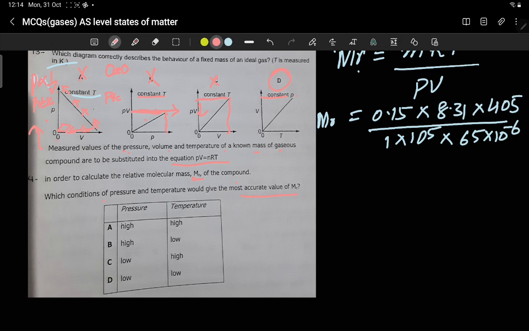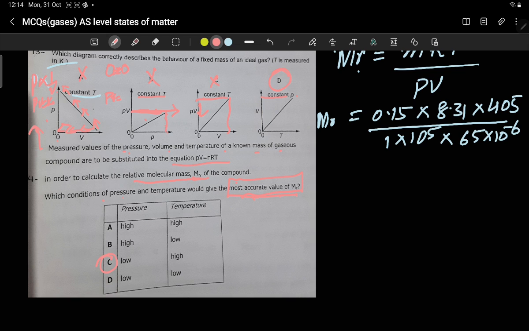According to PV is equal to nRT for ideal gases, low pressure and high temperature. At low pressure and high temperature, these conditions give the accurate value of Mr of the compound. So C option is correct.